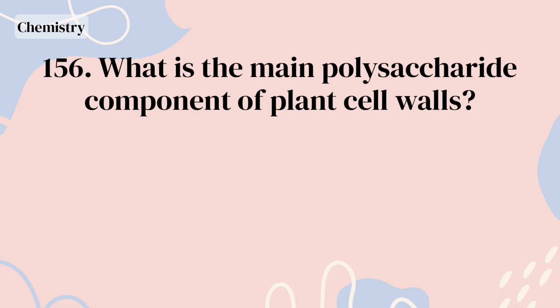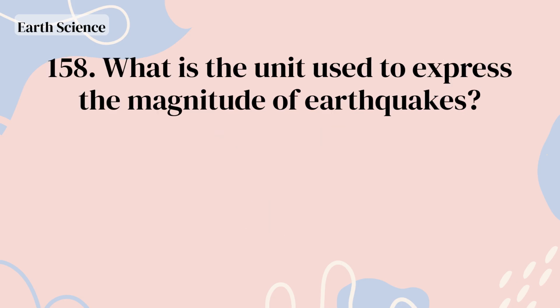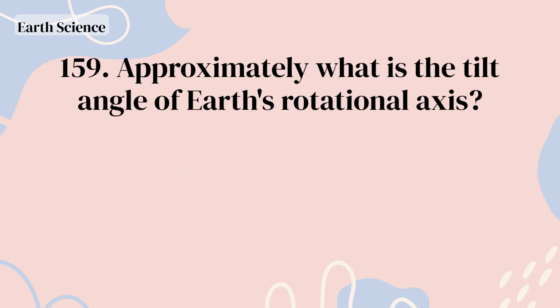Mach 1. What is the main polysaccharide component of plant cell walls? Cellulose. What traditional facility produces salt by evaporating seawater? Salt pan. What is the unit used to express the magnitude of earthquakes? Richter scale. Approximately what is the tilt angle of Earth's rotational axis?